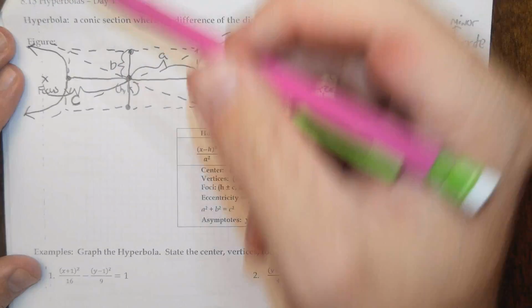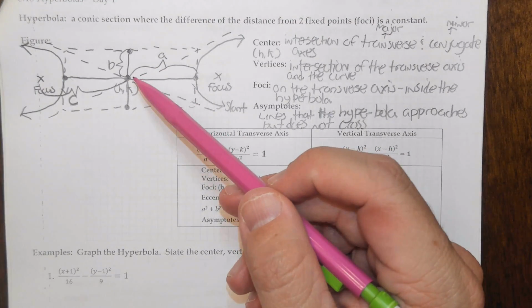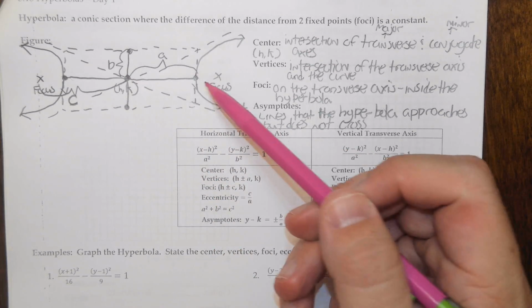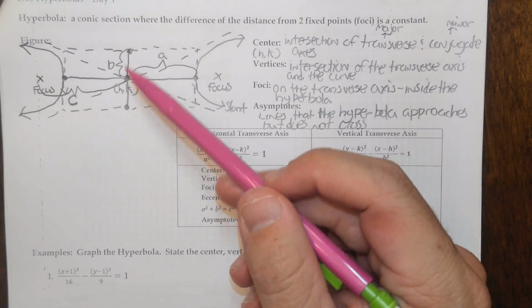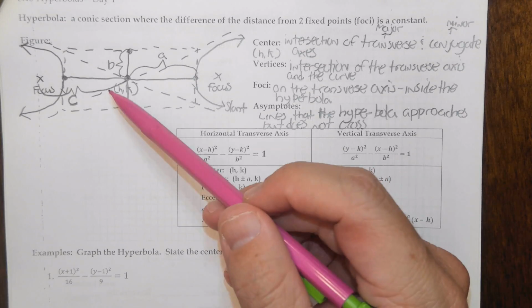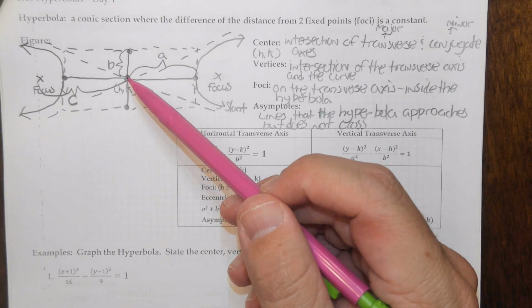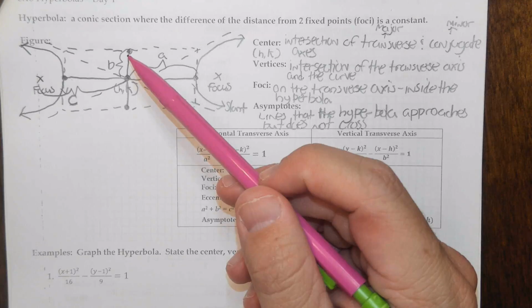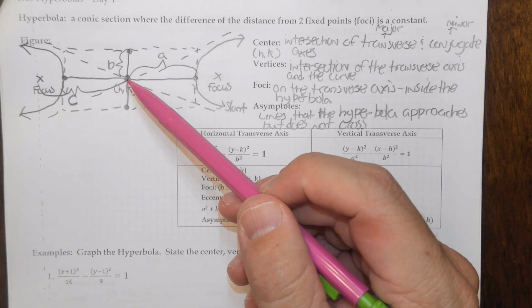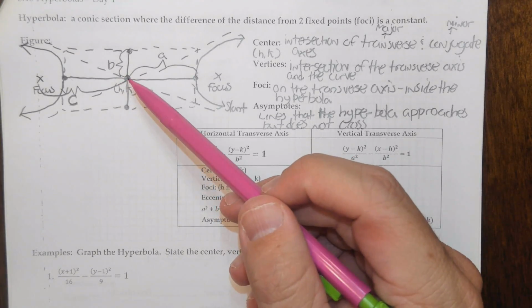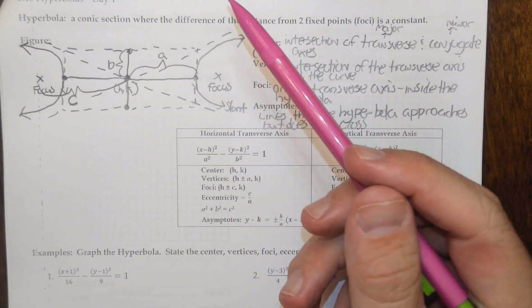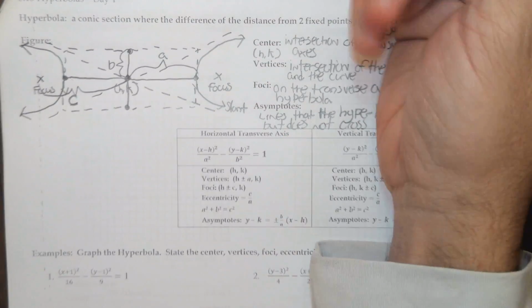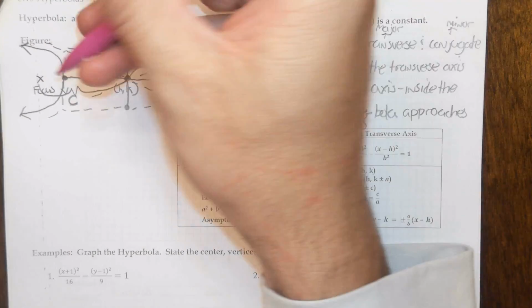I know there's a lot going on here, so let's just recap real quick. How do we get our vertices? It's just A, the distance from the center to the vertices. Our co-vertices, which we're going to need to help us draw our imaginary box with our slant asymptotes, is just B, the distance from the center to the co-vertices. And the center to the focus on both sides, that is C. Our transverse axis is always our major axis.